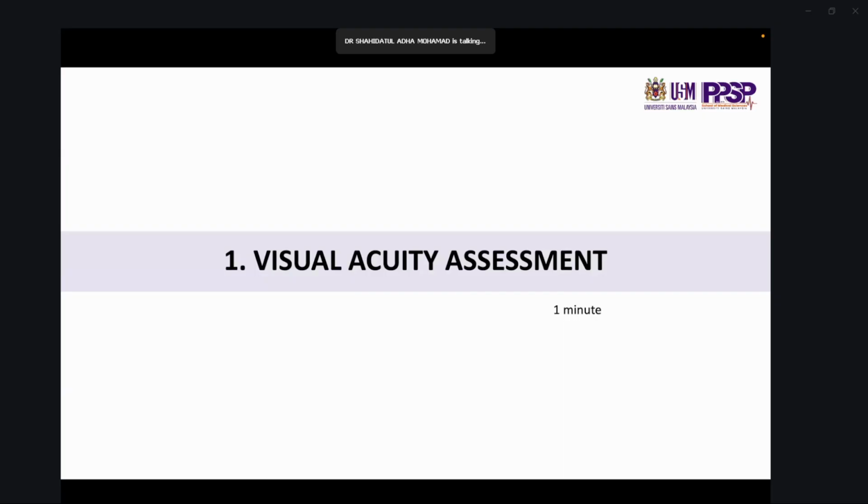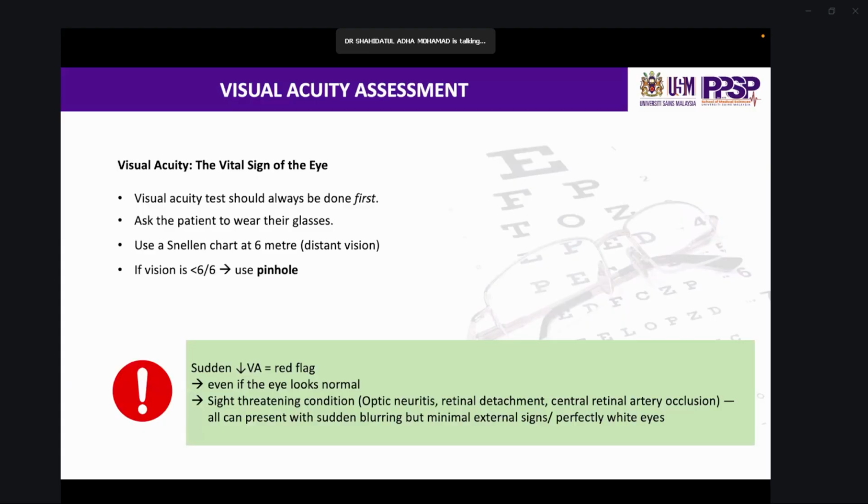All right, the visual acuity assessment. Perhaps around 1 minute to spend on this. So visual acuity is the vital sign of the eye, and it should always be done first. Okay, and you need to ask the patient to wear their glasses if they have glasses. This visual acuity is usually done for distant vision. So the distance between the Snellen chart and the patient is 6 meters. And if vision is worse than 6/6, you need to use pinhole.